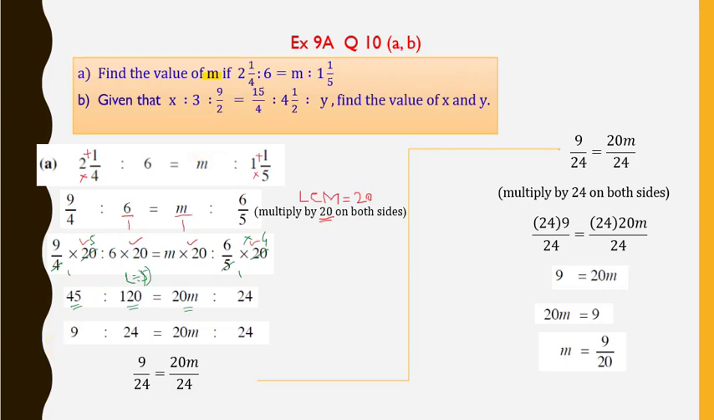Now as you can see that 9 is equal to 20m and 24 is equal to 24, right? Now since in this question we have to find the value of m, so I have written 9 equals 20m.